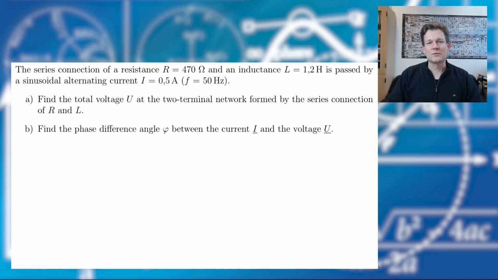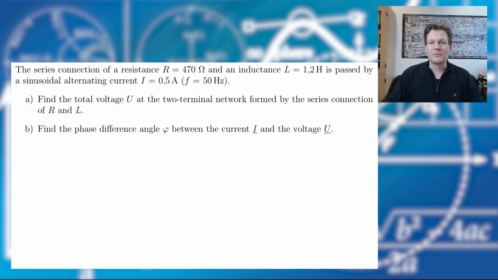In this task, we have the series connection of a resistor and an inductor, and a sinusoidal current flows through this series connection. And now we are asked to find the total voltage drop at the two elements, and we are asked to find the phase shift between this sinusoidal current and the sinusoidal voltage drop.